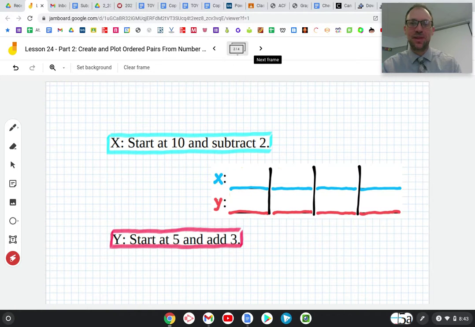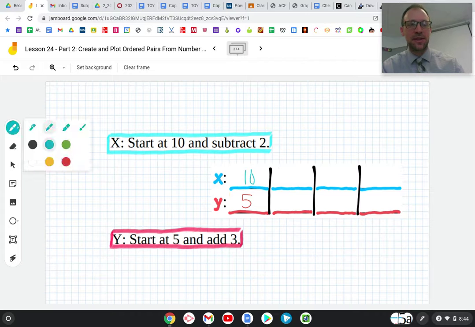Let's begin. If we start at 10, that means we must write 10 as our first coordinate in the X row. If we start at 5, we must write 5 as our first coordinate in the Y row. Now, the X rule says subtract 2 from the 10. So let's go ahead and do that, as well as adding 3 to the 5. Following both rules will help us to generate our next ordered pair. Go ahead and try that right now.